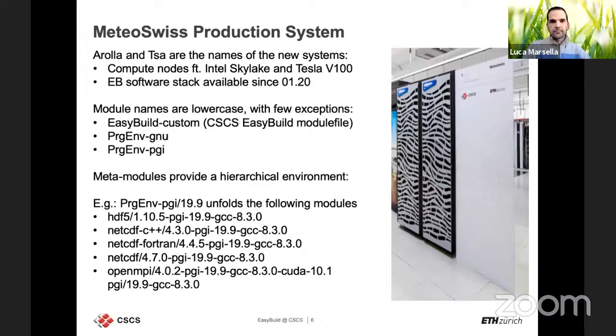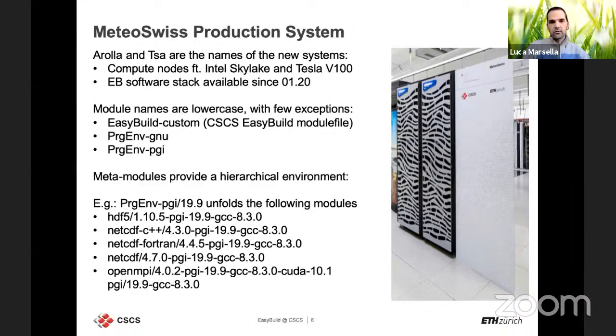The MeteoSwiss system is actually, as I mentioned, composed of 2 partitions, one development called Balfrin and one production called Arolla. Both feature the Intel Skylake processors and Tesla V100 that I just mentioned, and the EasyBuild software stack here is in production since January 2020. The machine was in pre-production at the time. Now it's in full production. For the modules here, we employed a lowercase naming scheme, with few exceptions. And the exceptions are listed below.